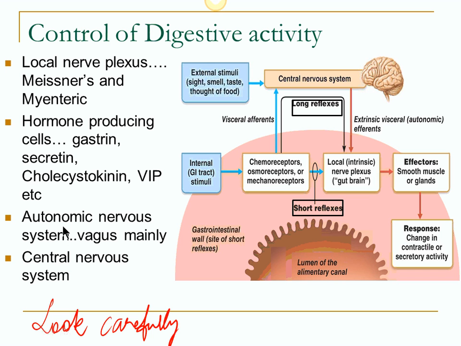If you remember, I said the autonomic nervous system from above, when it comes down, influences this local nerve plexus, with the parasympathetic stimulating it and the sympathetic inhibiting it. So the autonomic nervous system, and here the parasympathetic is the main system which acts in the digestive tract, and it's the vagus of the parasympathetic. So the vagus belongs to the parasympathetic, and that stimulates the nerve plexus.